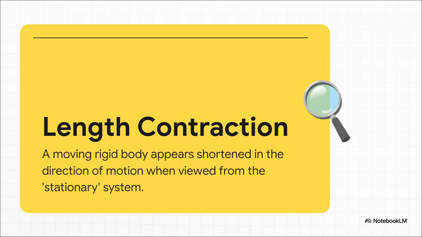Okay, first up, length contraction. Think about it. To measure the length of a moving object, you have to know where its two ends are at the same time. But we just proved that at the same time is relative. So it follows that length itself must also be relative. An object in motion is literally measured to be shorter in its direction of travel.